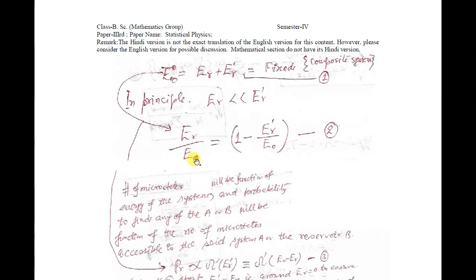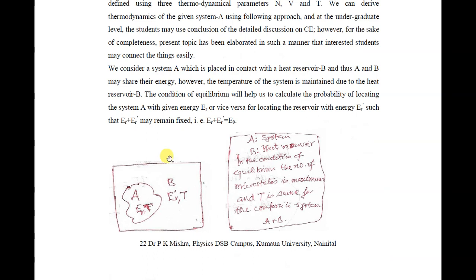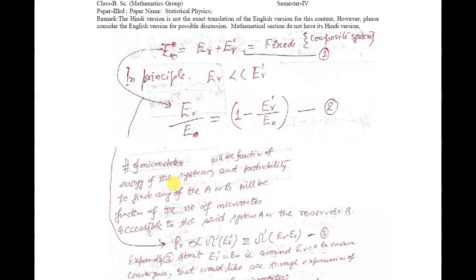So ER upon E0 is nothing but 1 minus ER dash upon E0, from equation number 1. So ER upon E0 is a very small quantity in comparison to 1, very close to 0. The number of microstates accessible to system A has a certain value. Similarly, the reservoir has a certain number of microstates which are accessible to it.